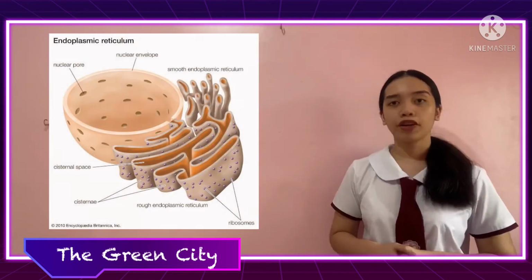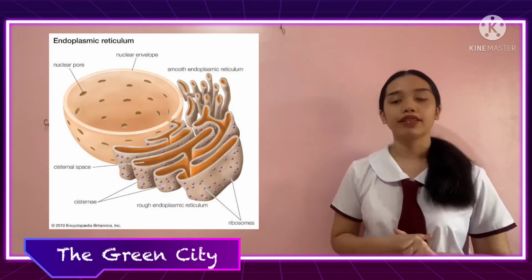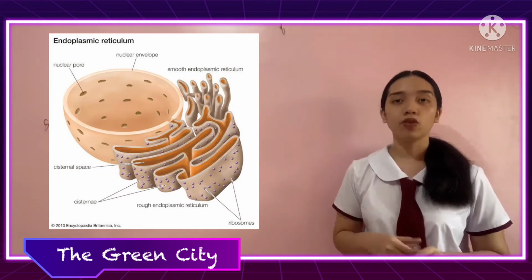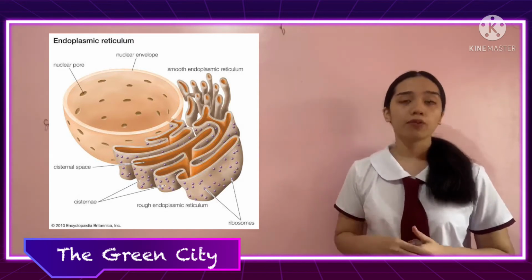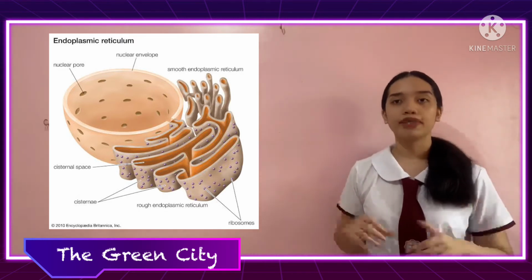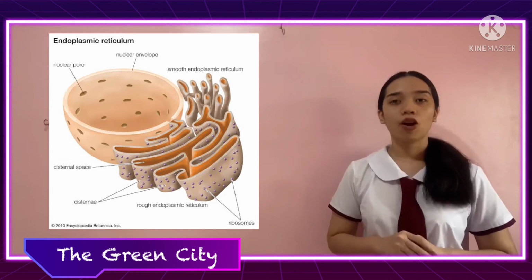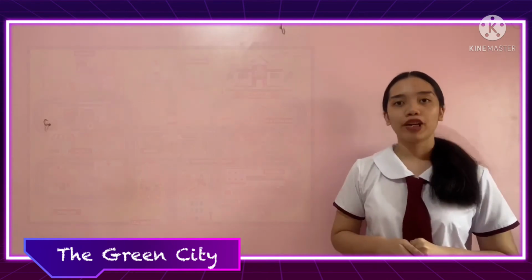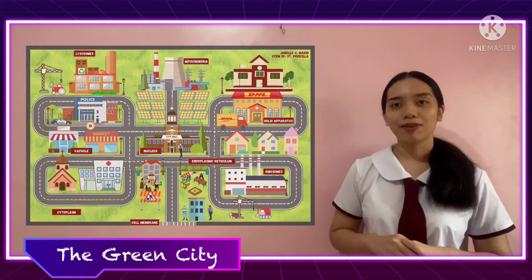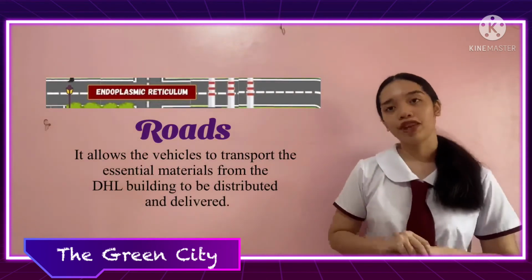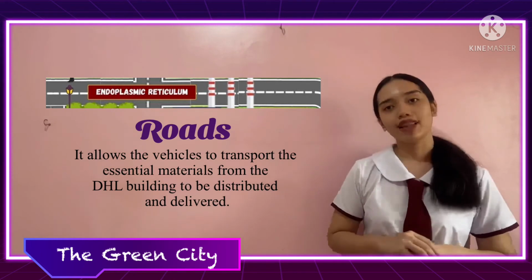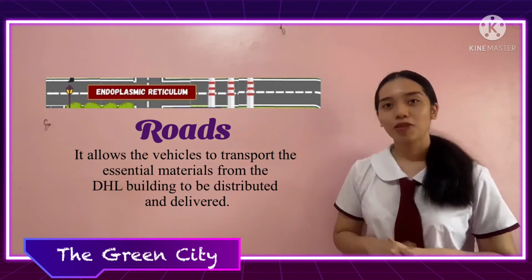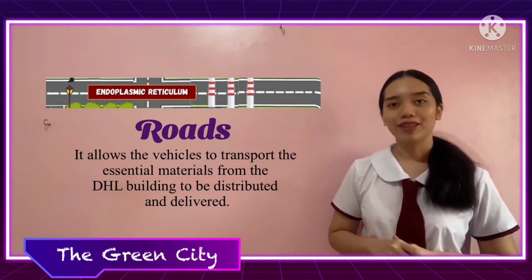As we refer to the endoplasmic reticulum, it is an organelle that transports the nutrients, enzymes, hormones, and other substances that are needed by the cell. It can be compared to the roads in the city because it allows the vehicles to transport the essential materials from the DHL building to be distributed and delivered.